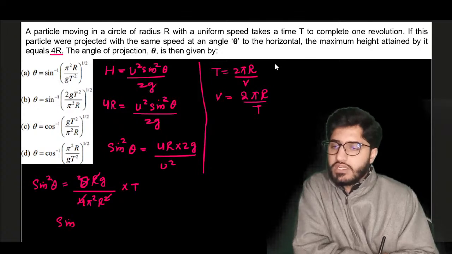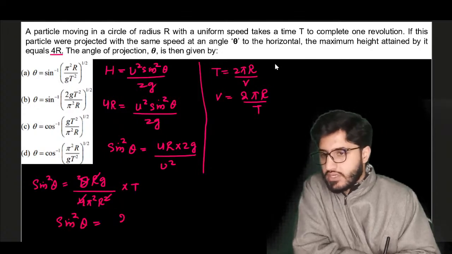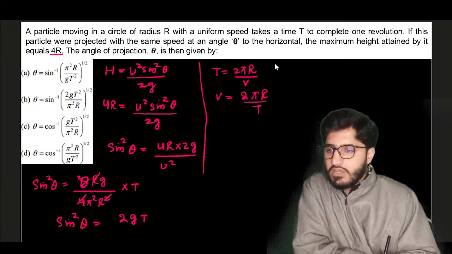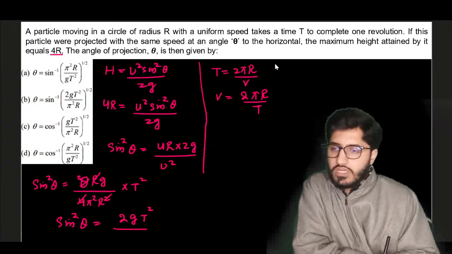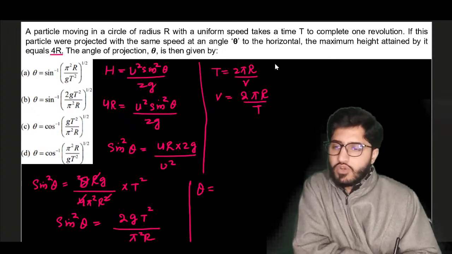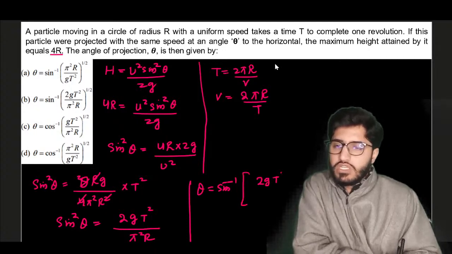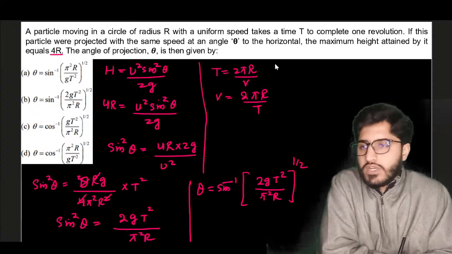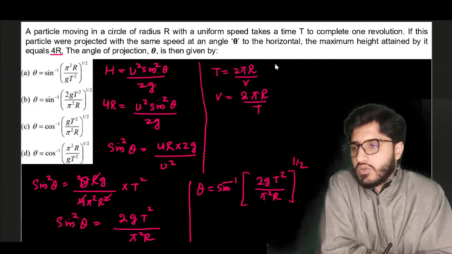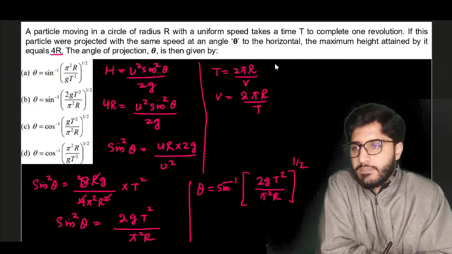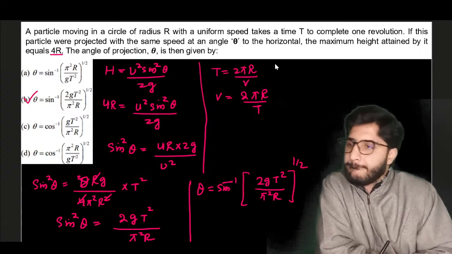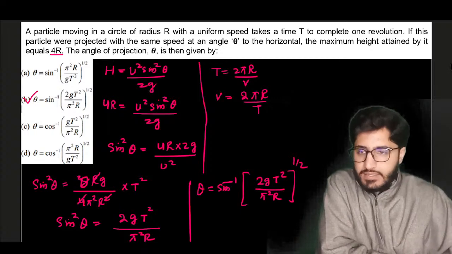So I can write sine square theta equals 2gT square divided by pi square r. But I need to get only theta. Theta came out to be sine inverse of 2gT square divided by pi square r, whole to the power 1 by 2. This one is my required answer. So I need to just cross check it now. So sine inverse 2gT square by pi square r. Yeah, option number B is correct.